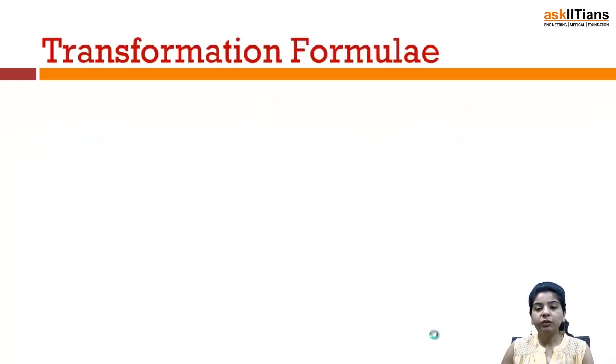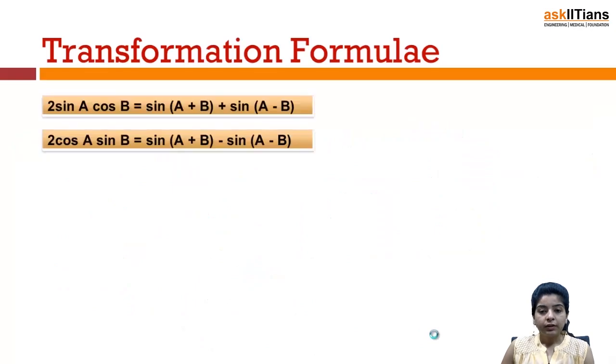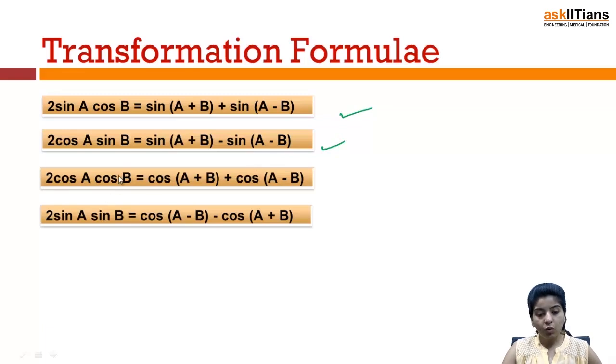Next we have the transformation formulae, in which first of all we have 2 sin a cos b is sin(a plus b) plus sin(a minus b), 2 cos a sin b is sin(a plus b) minus sin(a minus b). Then we have 2 cos a cos b is cos(a plus b) plus cos(a minus b), and 2 sin a sin b is cos(a minus b) minus cos(a plus b).